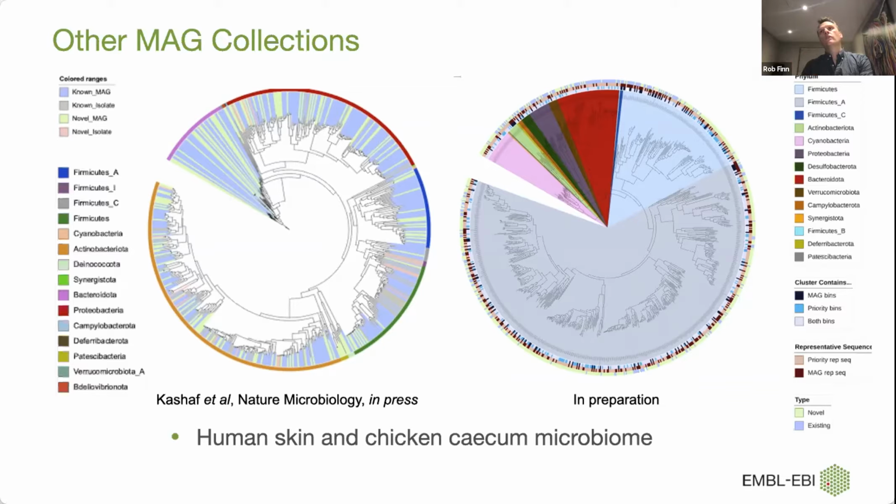And when we go into the chicken cecum, and this is the color coding shown on the outside in this particular case, the green, we still see a lot of novel genomes coming out of the cecum. So there's lots and lots of novel bacteria that we can pick up on.